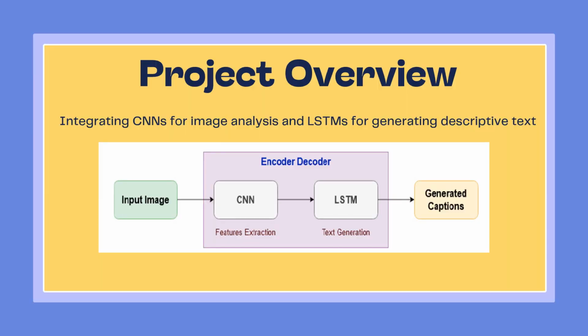This project leverages a combination of convolutional neural networks, or CNN, for image analysis and long short-term memory, or LSTM, networks for generating descriptive text using the dataset that I mentioned. Now we use a pre-trained ResNet 18 model as our CNN encoder. This model is responsible for extracting detailed features from the input images and then passing them to LSTM units, which are specifically designed to handle sequence prediction problems. This combination allows us to maintain context and generate meaningful sentences.